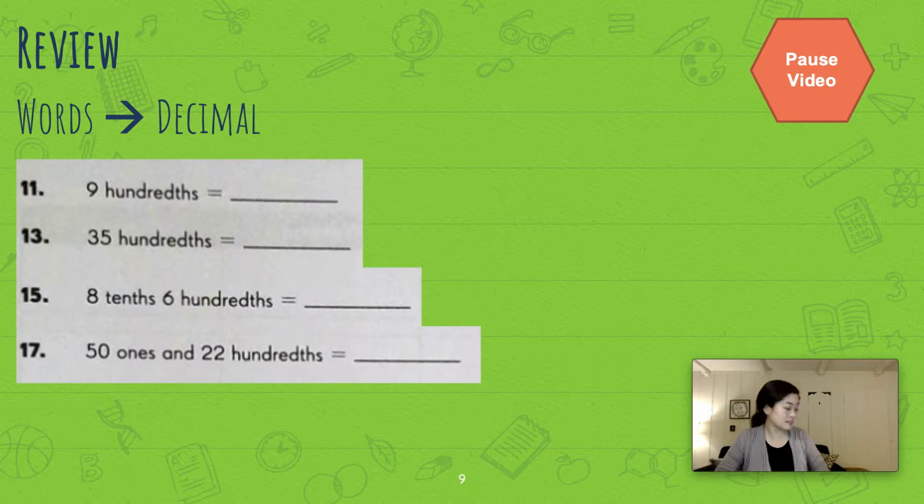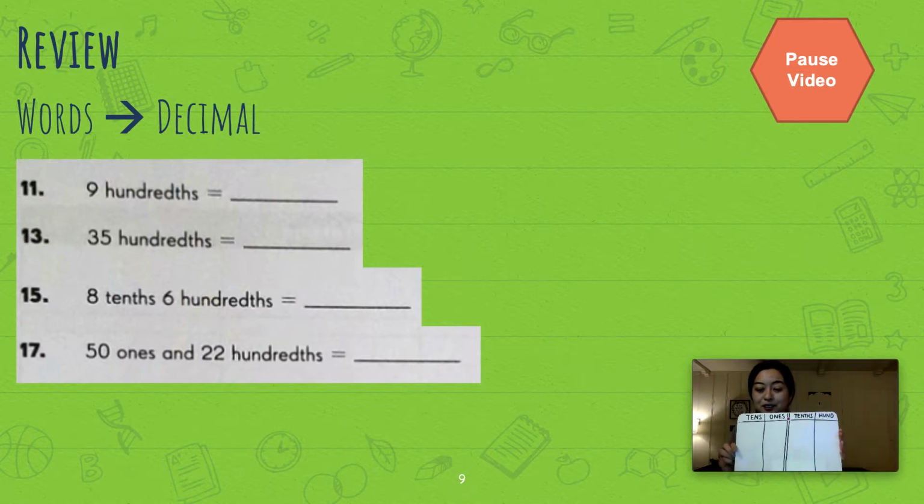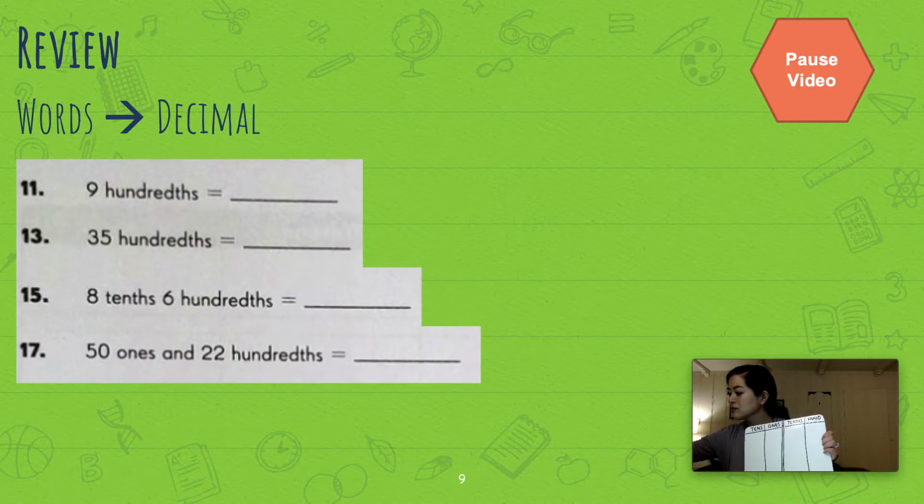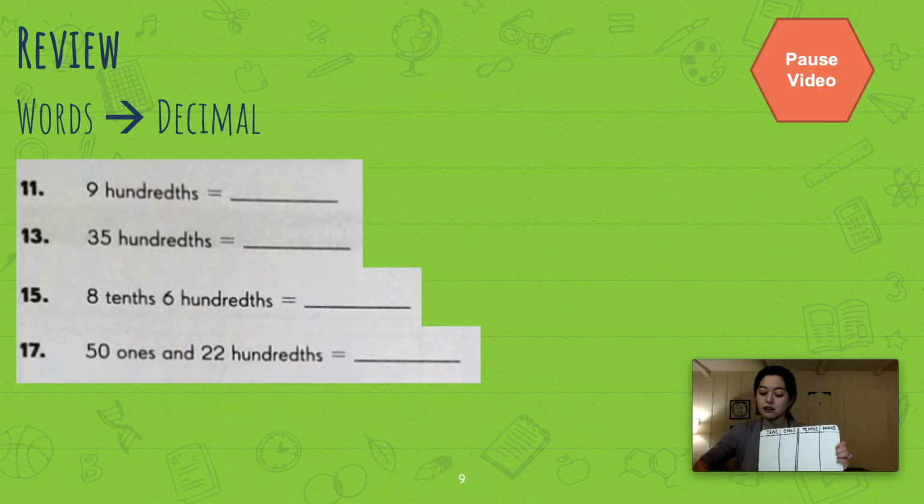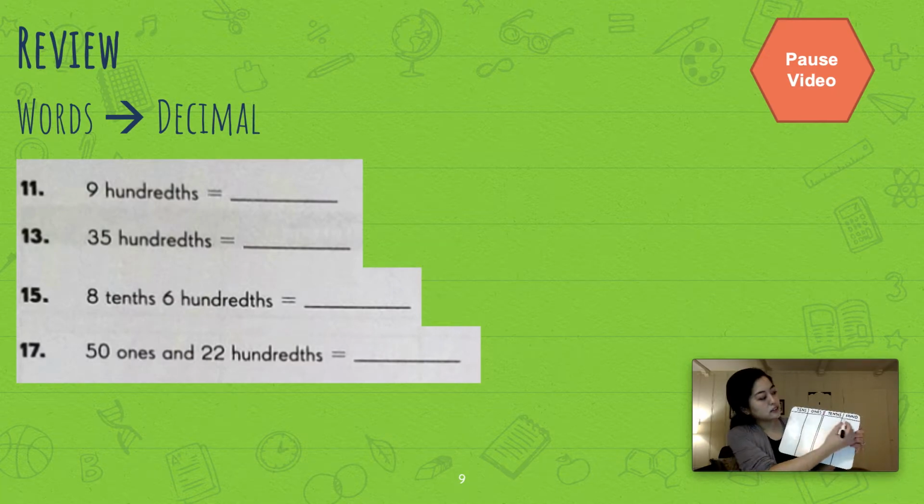To do this, I'm going to use my handy dandy place value chart over here, because when I read it, I know how to write it and place it in my place value chart. So let's take a look at 9 hundredths. I know I have to put a 9 here, and then I'm going to put a 0 here and a 0 here. And this reads as 9 hundredths.